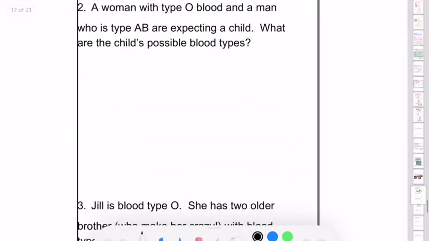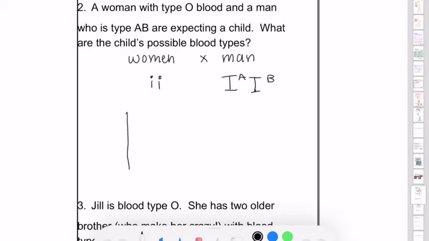Let's do another example. It says a woman with blood type O. So woman with O, we know that if the woman is O, she needs to have little ii. And a man who has blood type AB, if we go back up, I'm not going to, because it keeps messing up. If we go back up, we see that AB, you have a little bit of A and a little bit of B, so that's how we would write AB. They're expecting a child. What are the possibilities of their blood types? So let's do this cross.